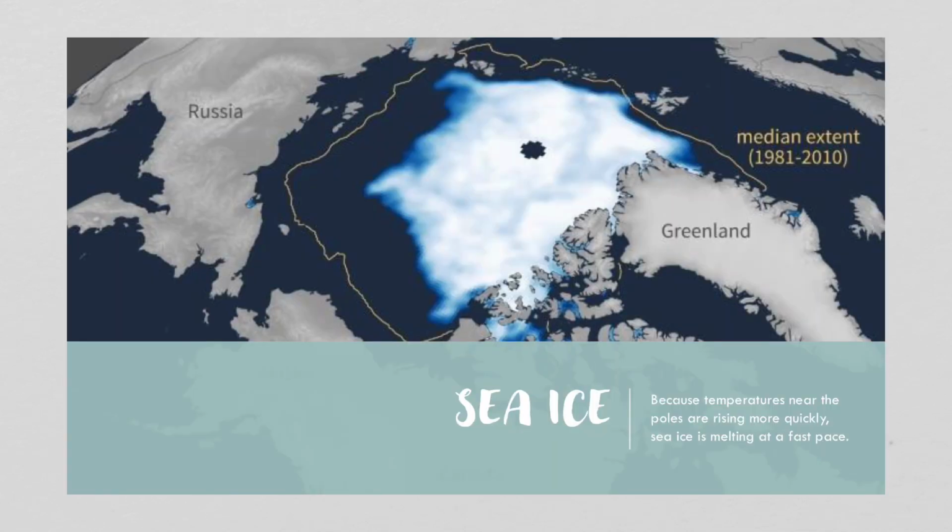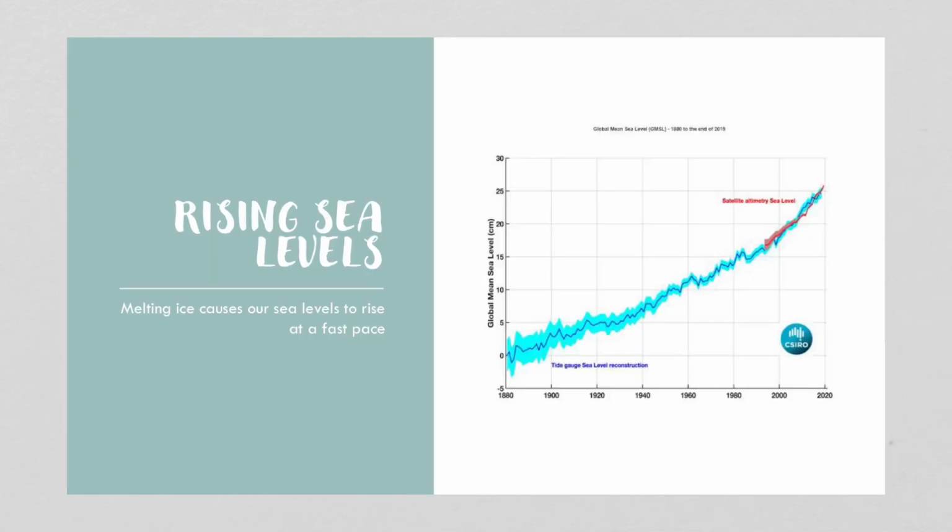The sea ice we can look at too. Because the temperatures near the poles are rising much more quickly from that image, the sea ice is melting at a faster rate. This was how much we had around the 1980s, and this is more what we have right now. So definitely shrinking the amount of polar ice or sea ice.